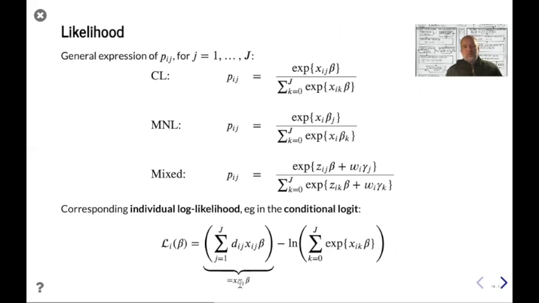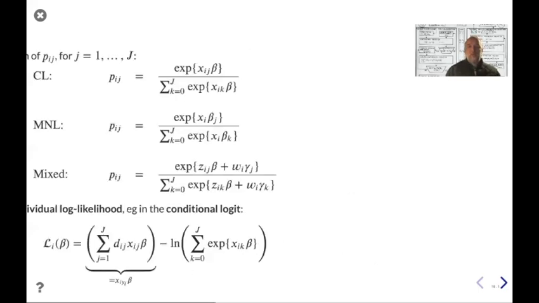This is essentially x for the observed alternative, right? There's only one d that is 1. So you can put that in, and then you maximize the likelihood with respect to beta, the average over all of the sample, of course.